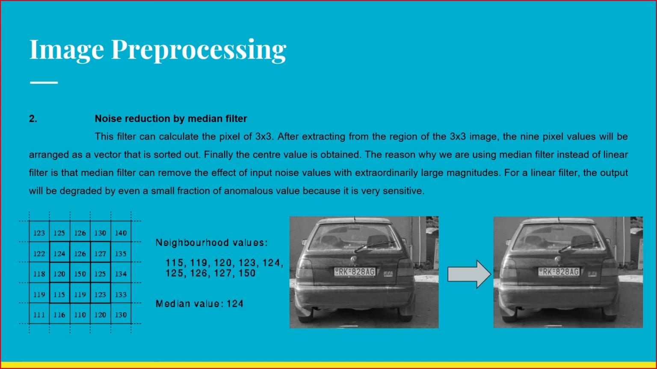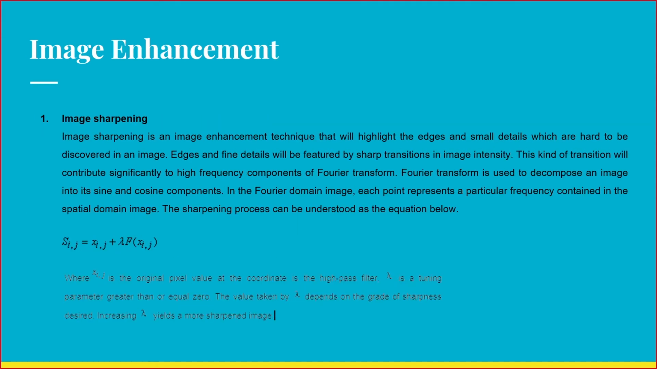Okay, next we undergo the noise reduction by using the median filter. This filter calculates over a 3 times 3 pixel region. After extracting the 3 times 3 region, the 9 pixel values will be arranged as a sorted vector. Finally, the center value will be obtained. The reason why we use the median filter instead of a linear filter is that the median filter can remove the effect of input noise values with extremely large magnitudes. For a linear filter, the output will be degraded by even a small fraction of such values because it is very sensitive.